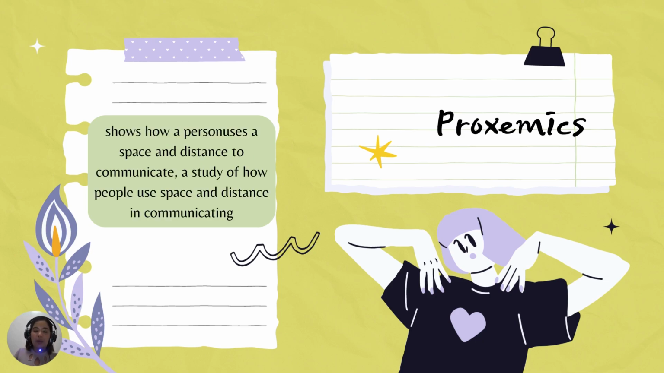Next one is proxemics. Proxemics is related to and comes from the root word proximity, that really talks about space. This is how a person uses space and distance to communicate. So basically it is more of looking into how people use space and distance in terms of their relationship, and not only with that but also in making meaning of what they want to say. And later on we'll give an example of that one more.